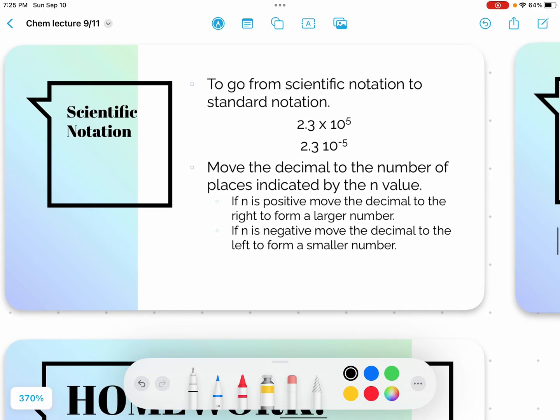All right, now there are times we have to go backwards, and we go from scientific notation to the standard form. So move the decimal the number of places indicated by the n value. If the n is positive, move the decimal to the right to form a larger number. And if the n is negative, move the decimal to the left to form a smaller number.